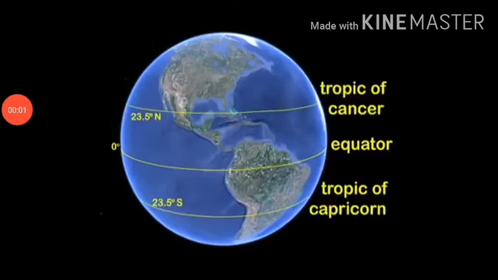As such, all parallels north of the equator are called north latitudes. Similarly, all parallels south of the equator are called south latitudes. The value of each latitude is therefore followed by either the word north or south. Generally, this is indicated by the letter N or S.